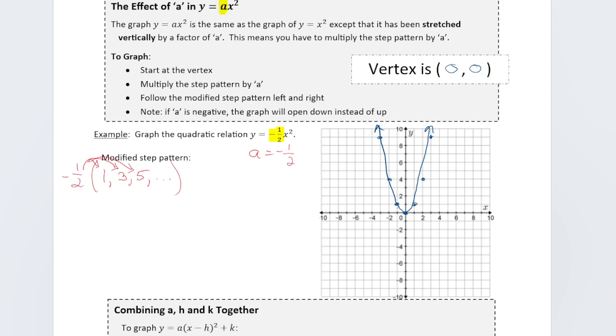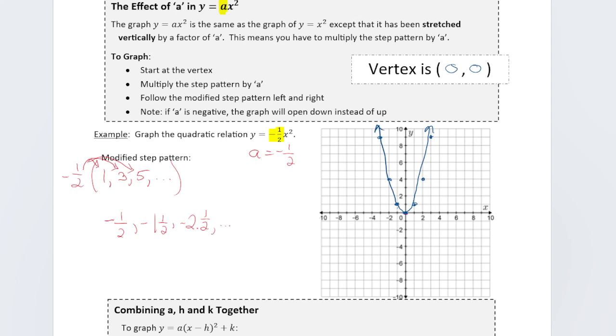So our new step pattern is going to be negative 1/2 times 1 is negative 1/2. Negative 1/2 times 3 is negative 3 over 2, or negative 1 and a half, 1.5. And then negative 2.5, and so on.